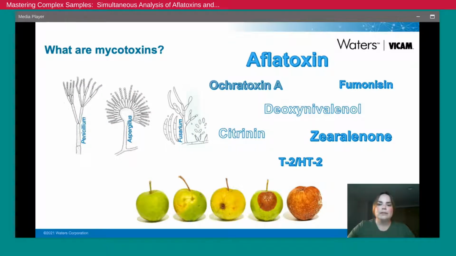What are mycotoxins? Well, they are the toxic secondary metabolites of several fungal species, including the three shown here: Penicillium, Aspergillus, and Fusarium molds. Aflatoxin is one of, if not the most carcinogenic naturally occurring substance known to man. It has a number of different forms and is found in many common foods like corn, peanuts, tree nuts, and in animal feed components like cottonseed. It can have a huge impact all the way along the food chain.